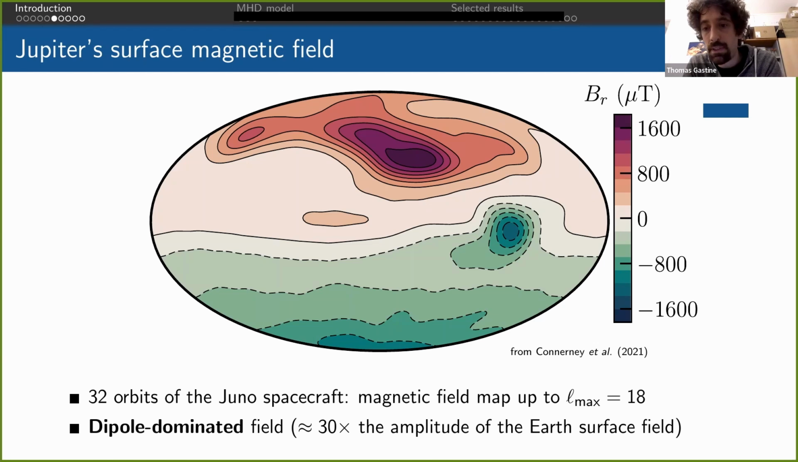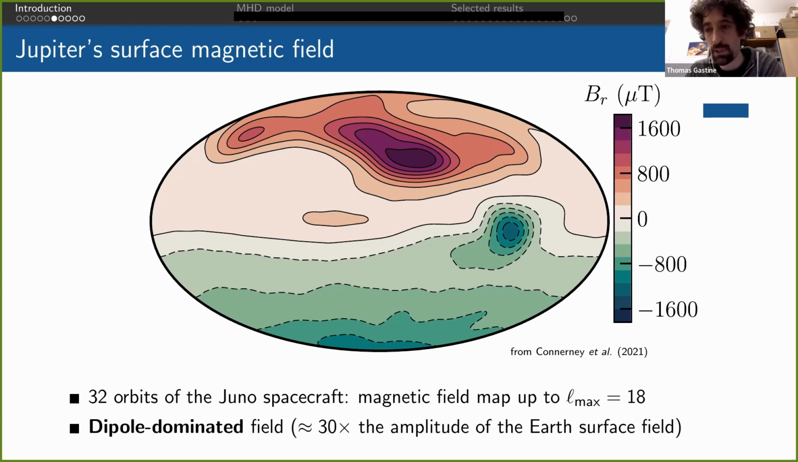This is extracted from a very recent paper from Connerney et al. This is the radial component of the magnetic field at the surface of Jupiter using the first 32 orbits of the Juno mission. This is a magnetic field map which is truncated to a spherical harmonic degree of 18, which makes it in terms of resolution quite comparable or even a bit more accurate than the geodynamo model or the Earth's magnetic field model that we can construct. What we observe here is mainly a dipole magnetic field, which is slightly tilted with respect to the rotation axis by around 10 degrees. And this dipole field is way larger than the Earth's surface field by a factor of around 30 to 40.